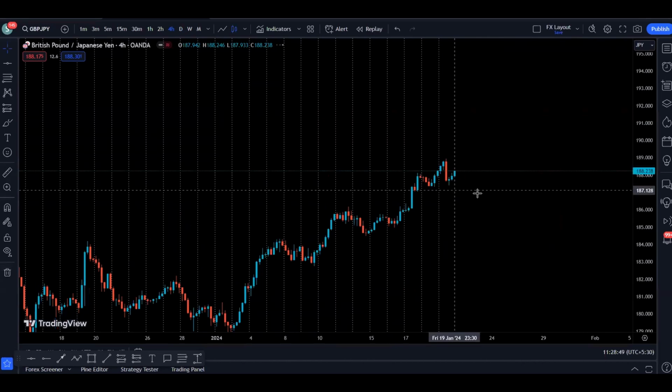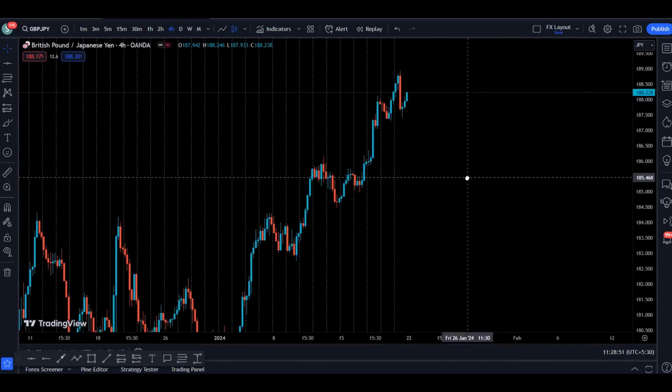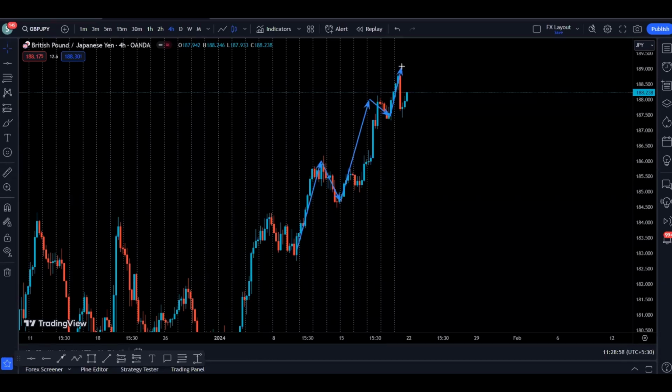So now let's go to 4-hour time frame. The 4-hour looks very much bullish as we are making higher highs and higher lows, higher high, higher low, higher high, higher low. So now there is a higher probability price will come up to retest these highs. So that is something we see on the 4-hour time frame, right?